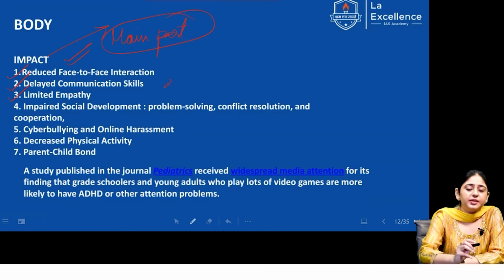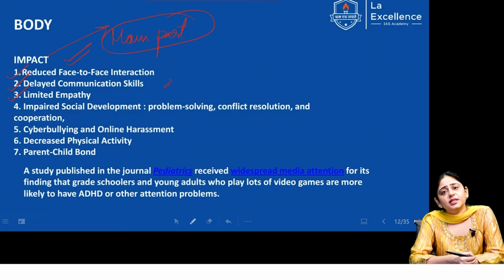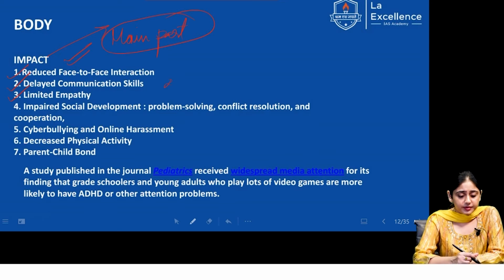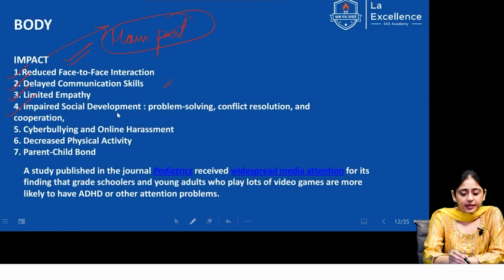Then limited empathy. All these skills, all these values, empathy, integrity, honesty, you develop when you talk to your parents, right? When you interact with them, when they help you understand that, okay, you've done this thing wrong. But there will always be a lack of empathy. You will not understand the other person's view when you are only glued to technology, your tablet or your mobile phones. Then social development is also impaired.